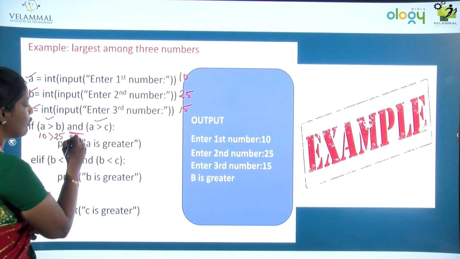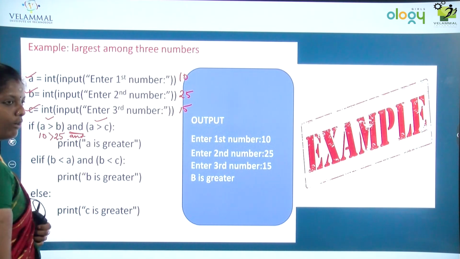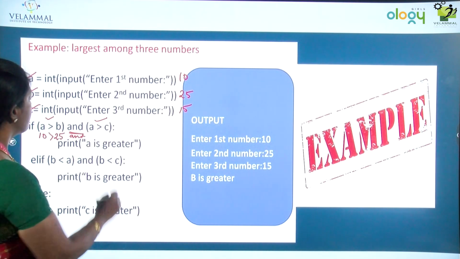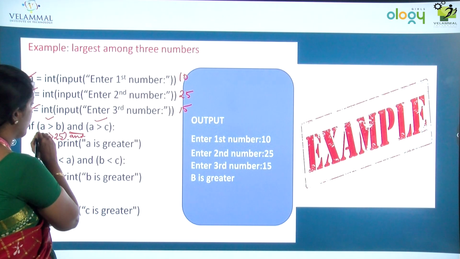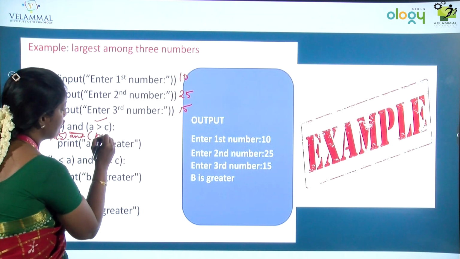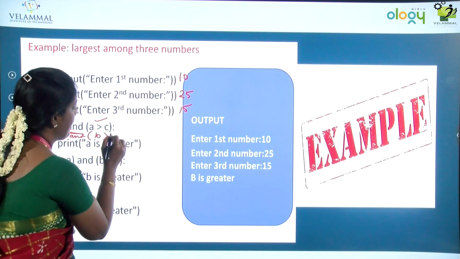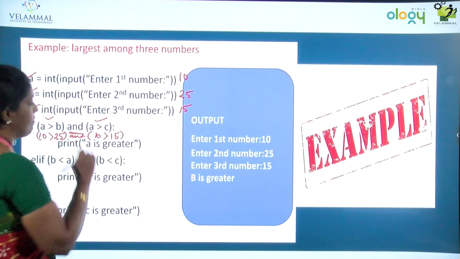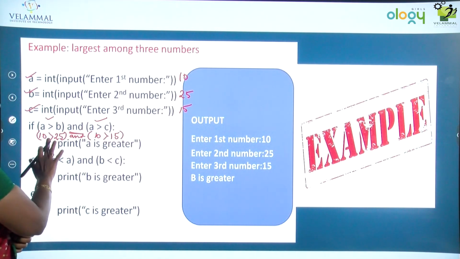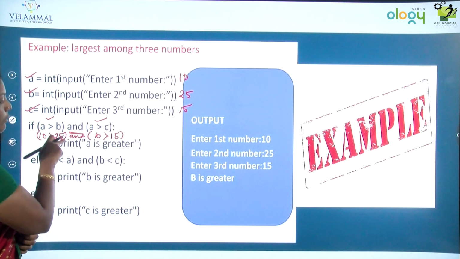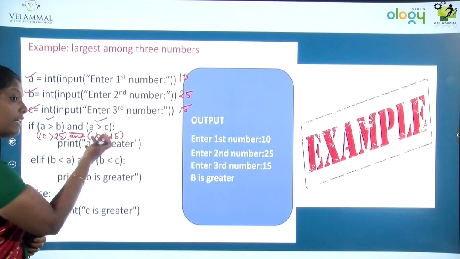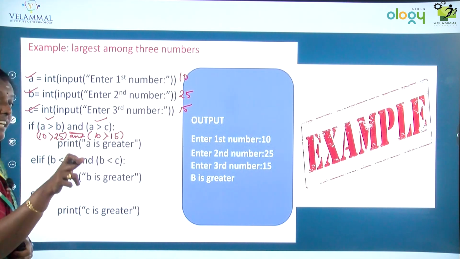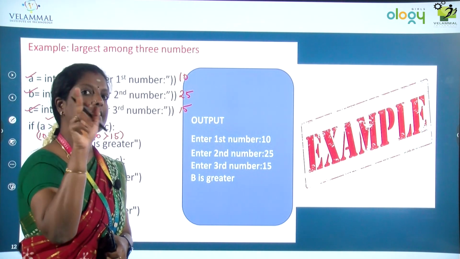Then again it's going to take the operator, logical AND. Okay, so next it's going to check for the value, what? A is 10, is it going to be greater than the C value? The C value is 15. Right? It's going to check whether the A value 10 is greater than 25, and it should be greater on both sides. Then only you can declare that number is greater.